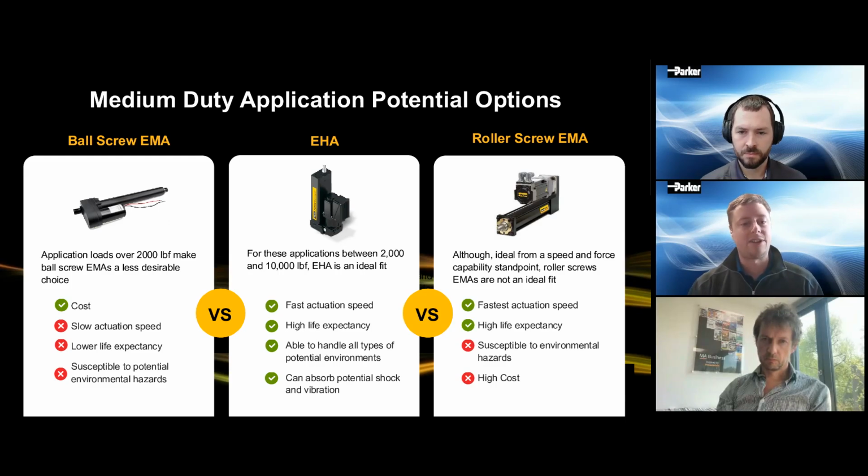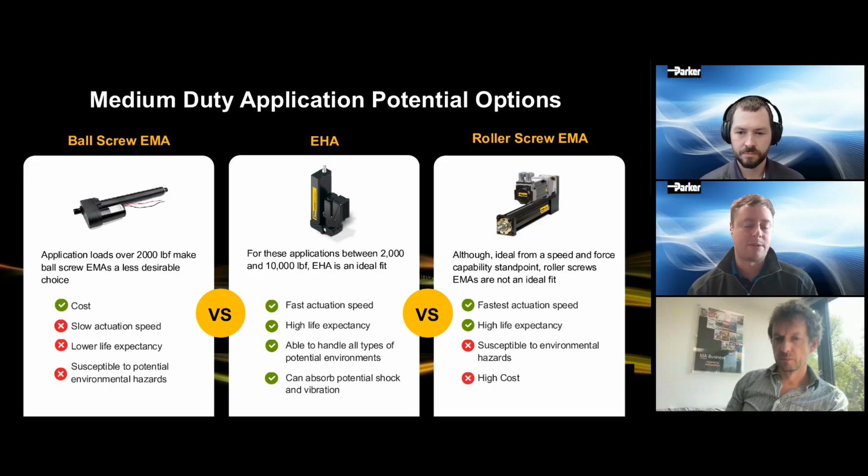So really in this zone, the EHA is that perfect fit for you. It has a fast actuation speed compared to the ball screw EMA. It has a high life expectancy. It can handle all sorts of potential environments because of its construction, to what Jake was talking about earlier. And again, it can absorb all those potential shock and vibration.